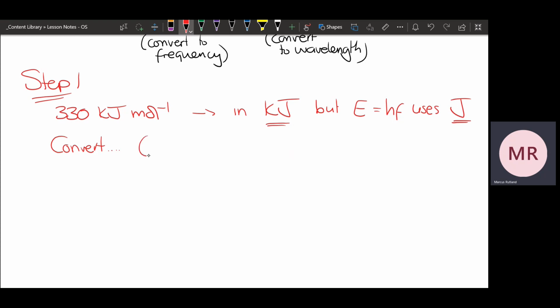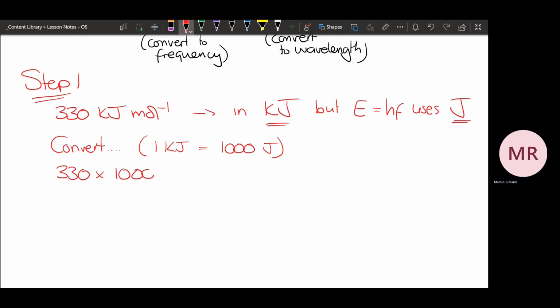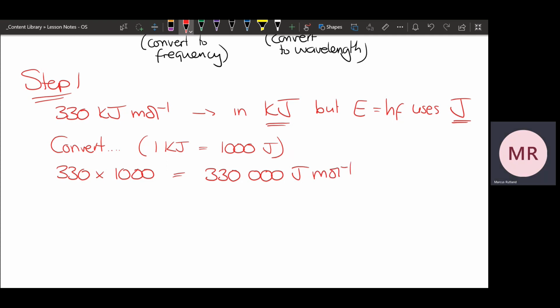The key thing to remember here is that 1 kilojoule is 1,000 joules, just like 1 kilogram is 1,000 grams, 1 kilometer is 1,000 meters. So each 1 kilojoule is 1,000 joules. You notice what we're doing is multiplying by 1,000 to get from kilojoules to joules. So 330 times 1,000 is 330,000 joules per mole. We can't use the E equals hf equation unless we're in joules, so we've got to do that.